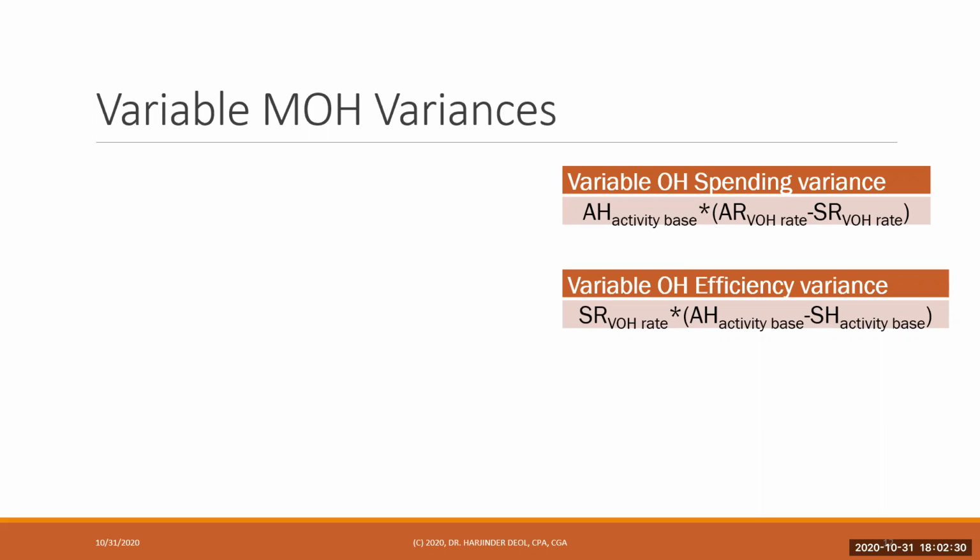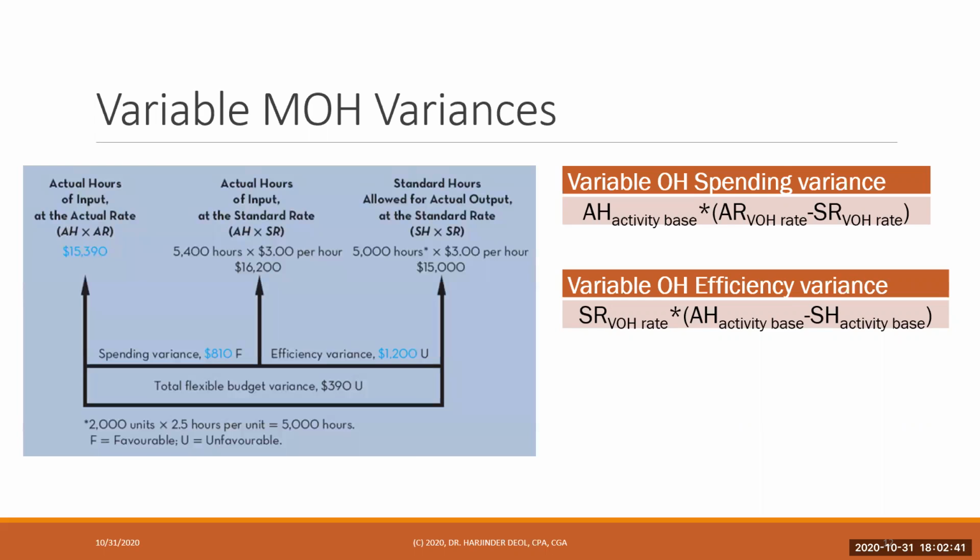And then the variable overhead rate is specified in the standard cost card on the basis of the activity base. The calculation could be done in the columnar manner, and it looks very similar to the calculation for the labor variances. You have actual hours of input times the actual rate, actual hours times the standard rate, and then standard hours allowed times standard rate. The difference between the first two columns is the spending variance. The difference between column 2 and column 3 is the efficiency variance.